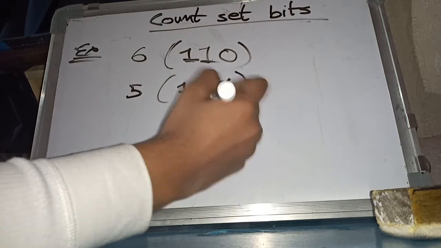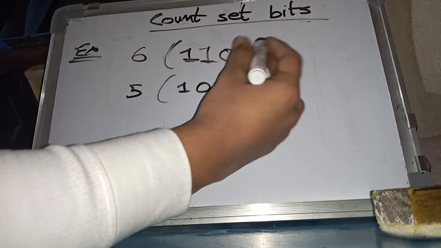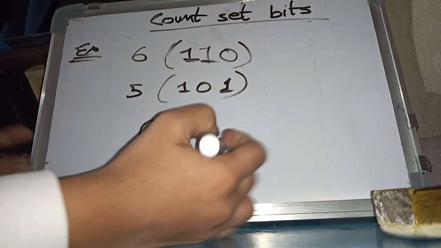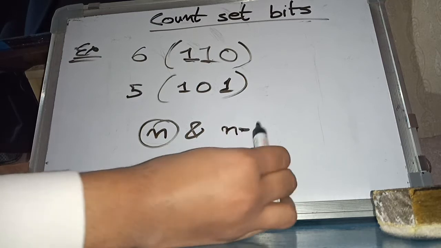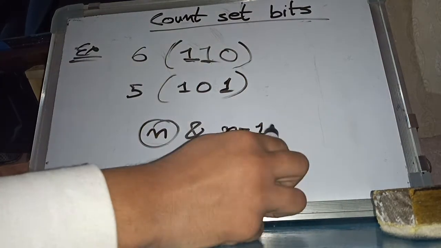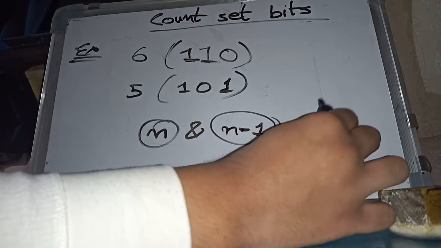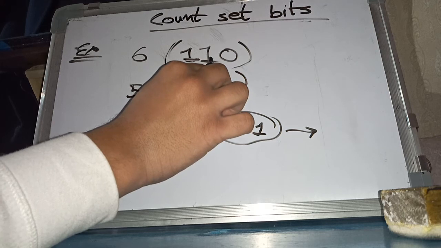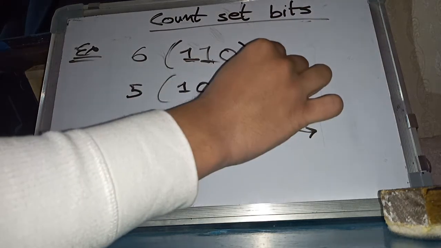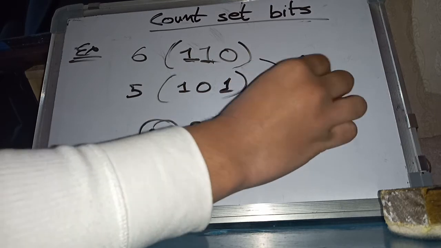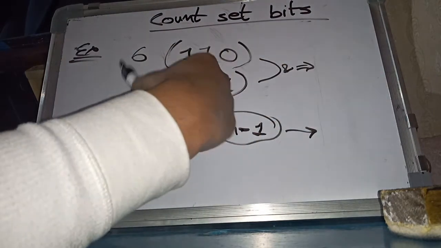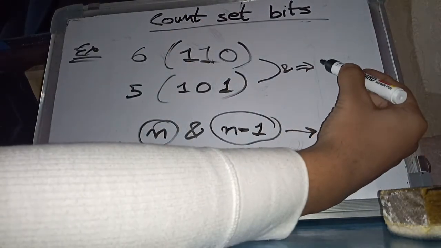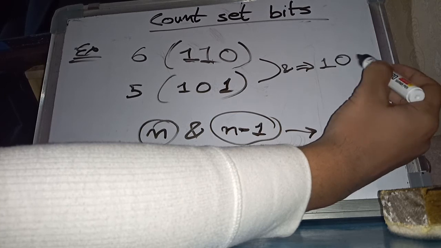If you notice, for any number n, if I AND it with n minus 1 of that number, then I set the rightmost set bit to low. What would be the logical AND of these two numbers, n and n minus 1, where n is 6? The result would be 100.